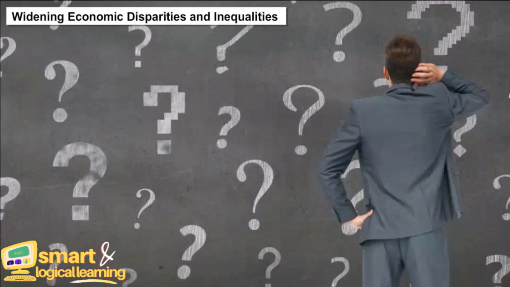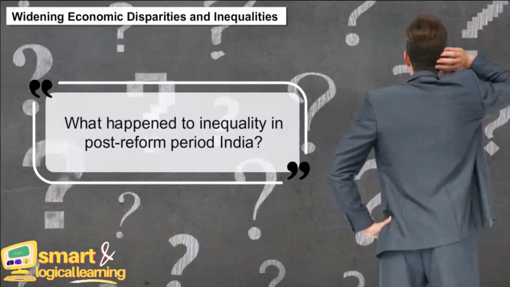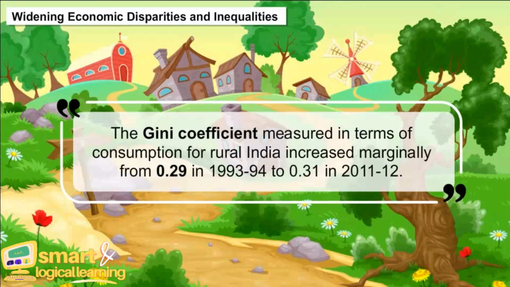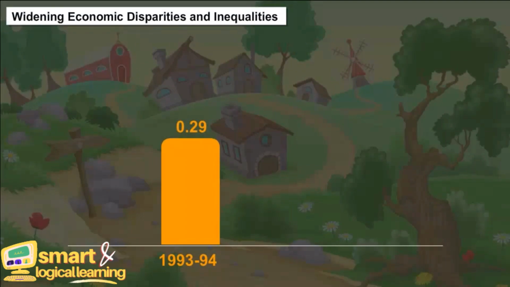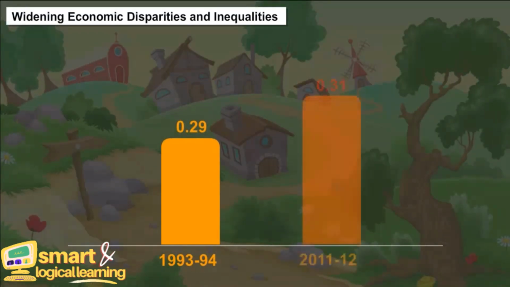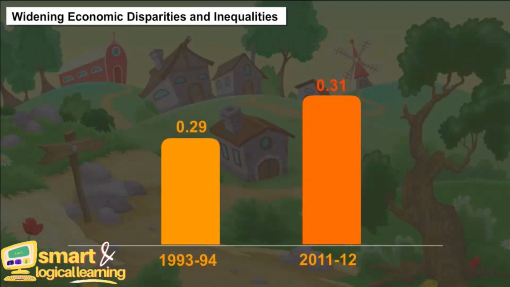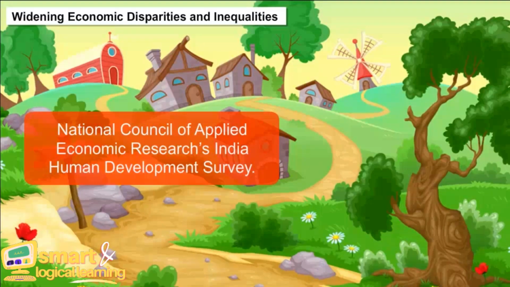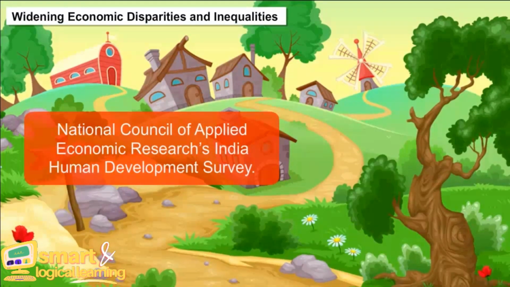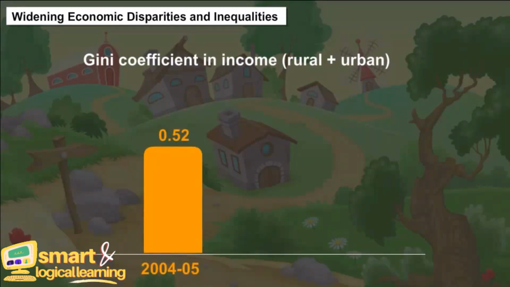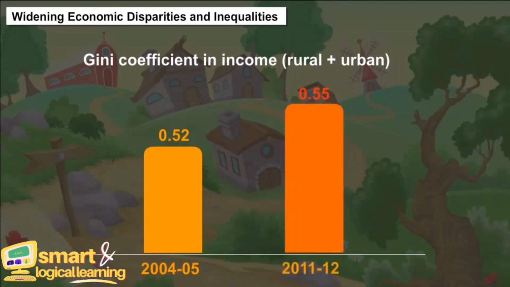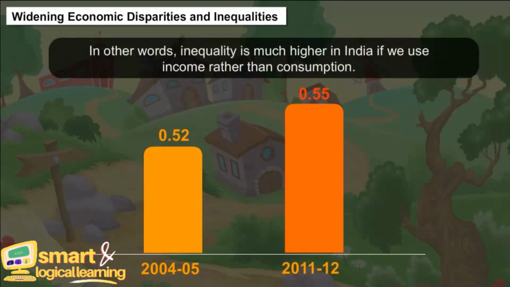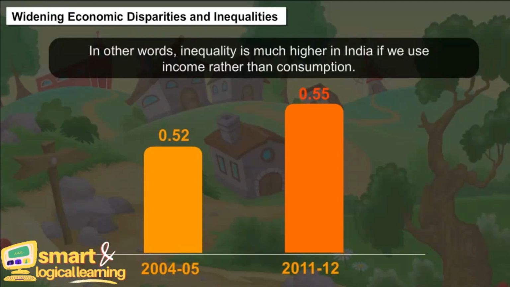Widening economic disparities and inequalities. What happened to inequality in post-reform period India? The Gini coefficient measured in terms of consumption for rural India increased marginally from 0.29 in 1993-94 to 0.31 in 2011-2012. If we use income data from the National Council of Applied Economic Research, India Human Development Survey, the Gini coefficient in income, rural plus urban, was 0.52 in 2004-2005 and increased to 0.55 in 2011-12. In other words, inequality is much higher in India if we use income rather than consumption.